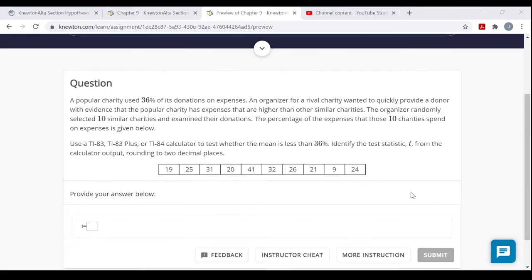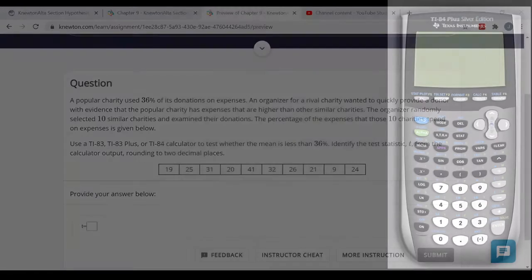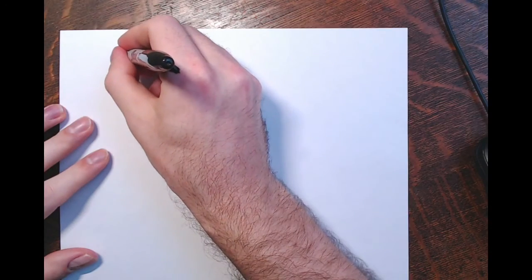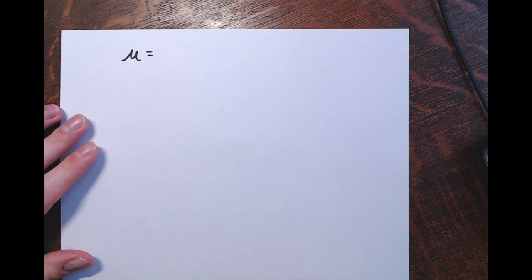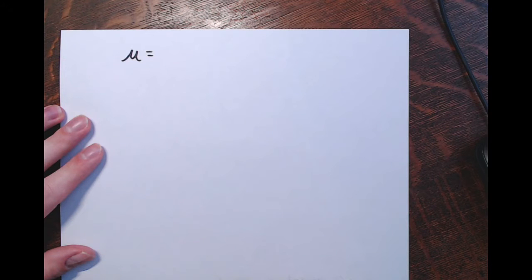So here we're actually given the sample. I'm going to run through the beginnings of the hypothesis test, though, on some paper, and explain what certain things mean. Let's go to the calculator here for a second. Here we're doing a test about a mean. So what does this mu represent in this particular example? Mu is the average percentage of expenses for these charities.